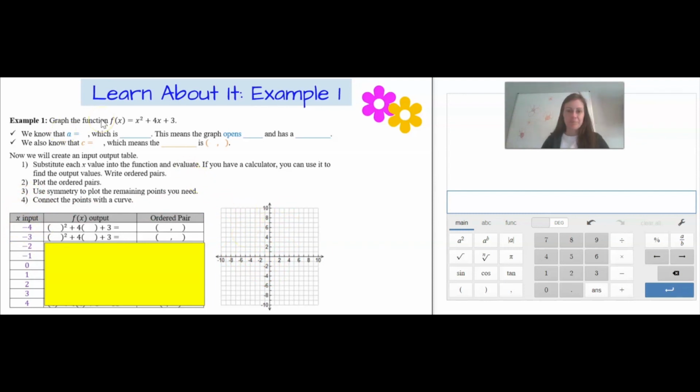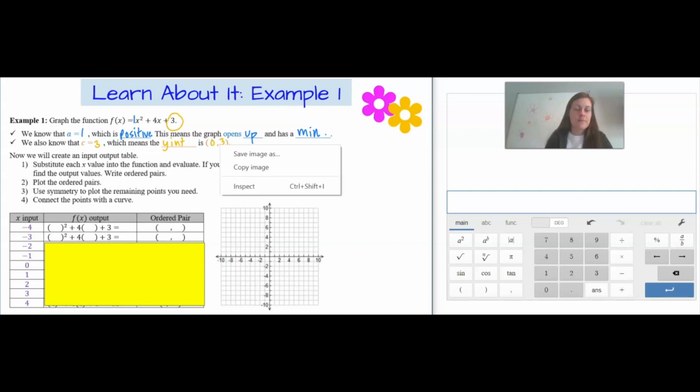So let's begin. The first thing that I'm going to look at is the value of A. In this particular example, A is 1, which is a positive number. When I look at my quadratic function, there's a coefficient of 1 in front of the x squared term. A positive A value means the graph opens up, and that also means that it's going to have a minimum. I'm going to abbreviate minimum MIN. We also know the C value. The C value is 3. This means that the y-intercept is the ordered pair (0, 3).